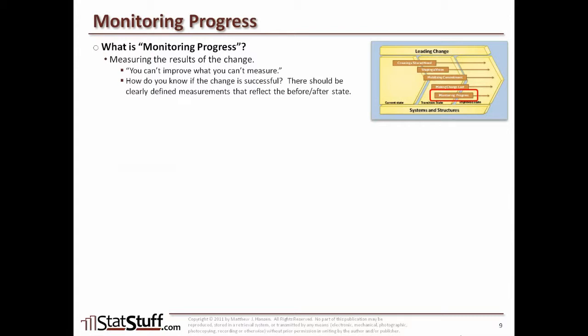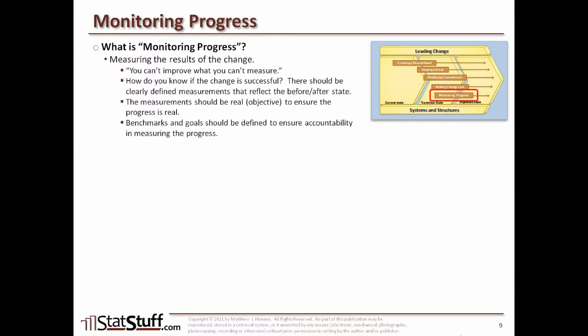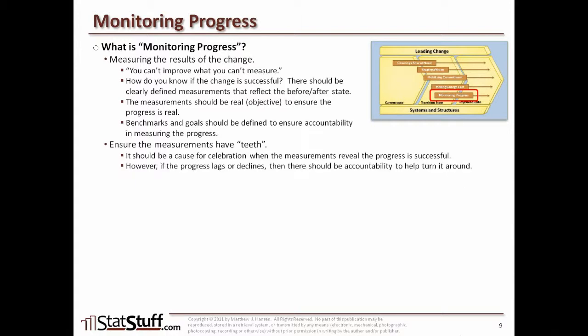There should be some clearly defined measurements that help reflect the before state with the after state once it's been implemented. The measurements that are used should be real, that is, they should be objective to ensure that the progress that you're realizing is also real. Any benchmarks and goals should also be defined to make sure that you have accountability in how you're measuring that progress. You should also ensure that those measurements have teeth. That is, you should have a cause for celebration if you're seeing real progress as reflected in those measurements. But at the same time, if you're finding the progress is lagging or is declining in some way, then there also should be accountability to make sure that you can help turn it around.